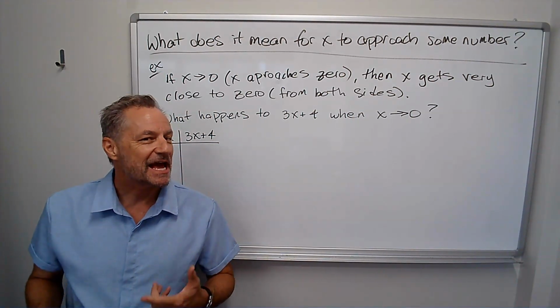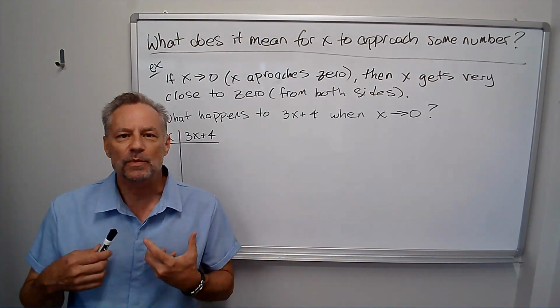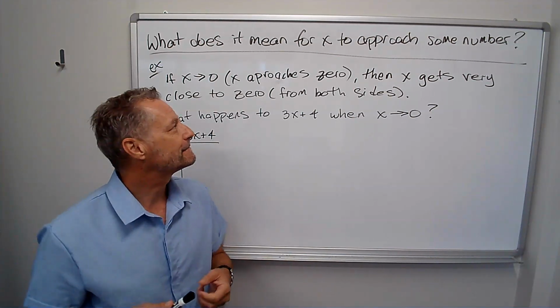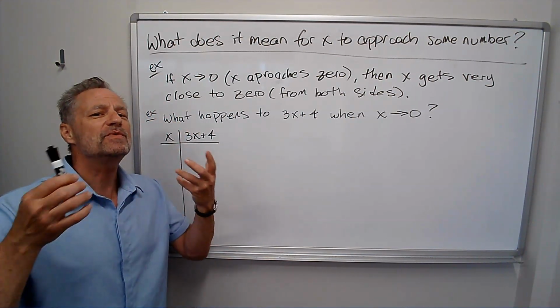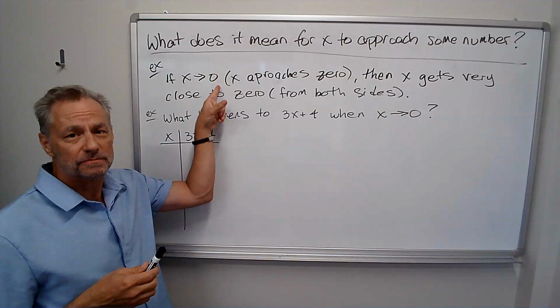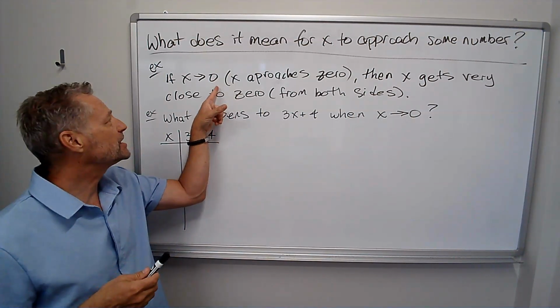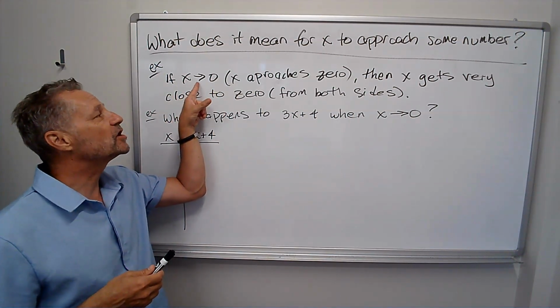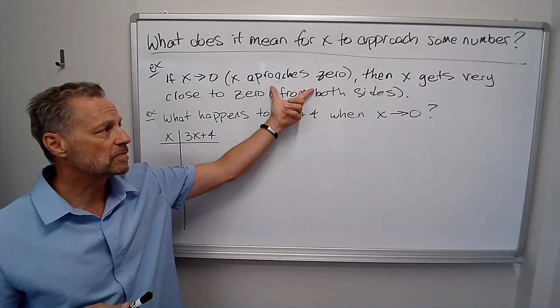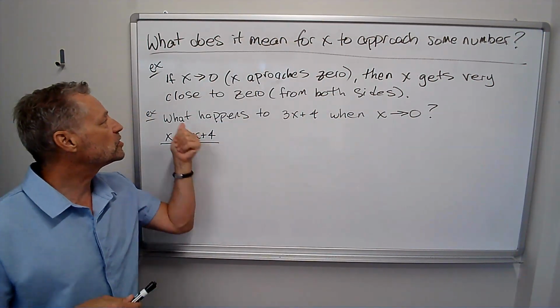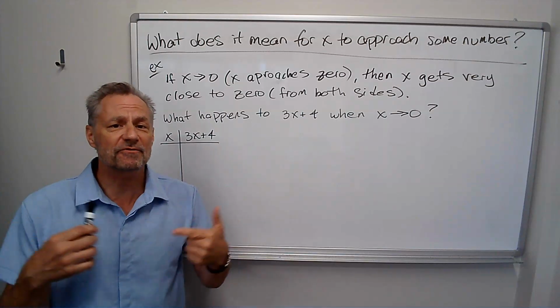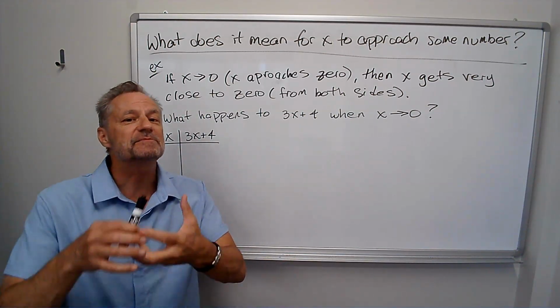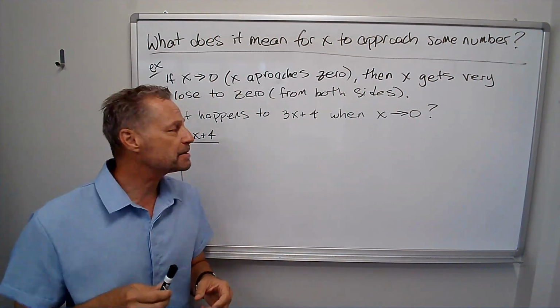Professor Monty, and we're talking about what happens when x approaches some number. The way we write this is x arrow, whatever the number is we're talking about. So in this case, we're saying if x approaches 0, then x gets very close to 0, and we're talking about from both sides. So let's be more specific. Let's do an example of that.